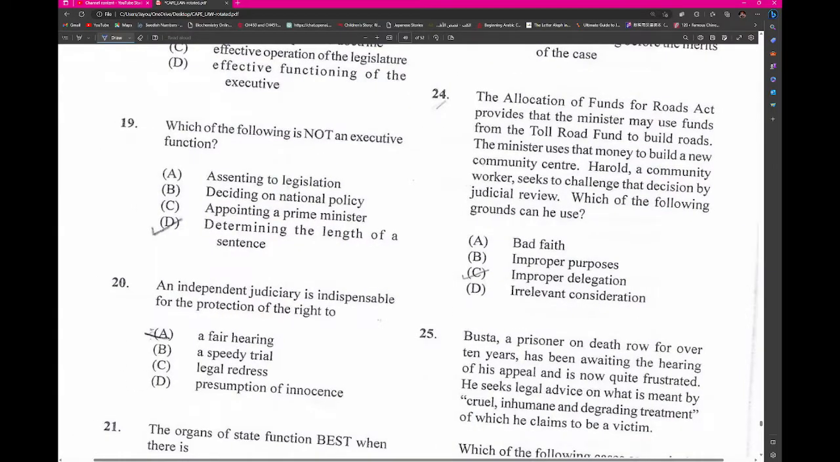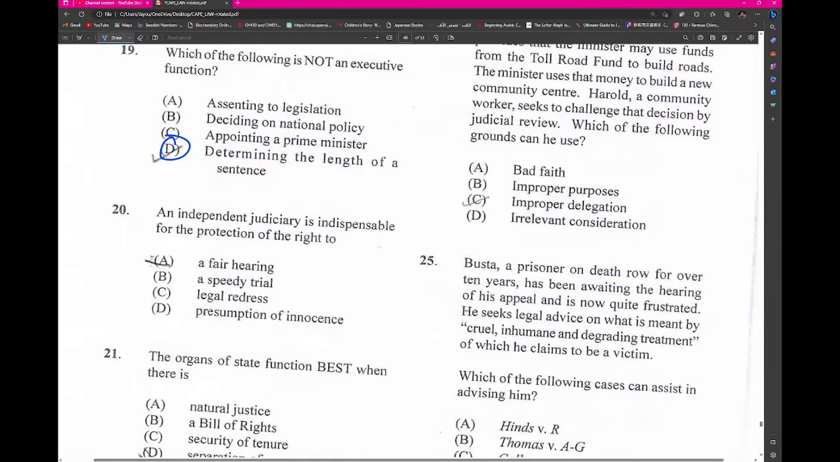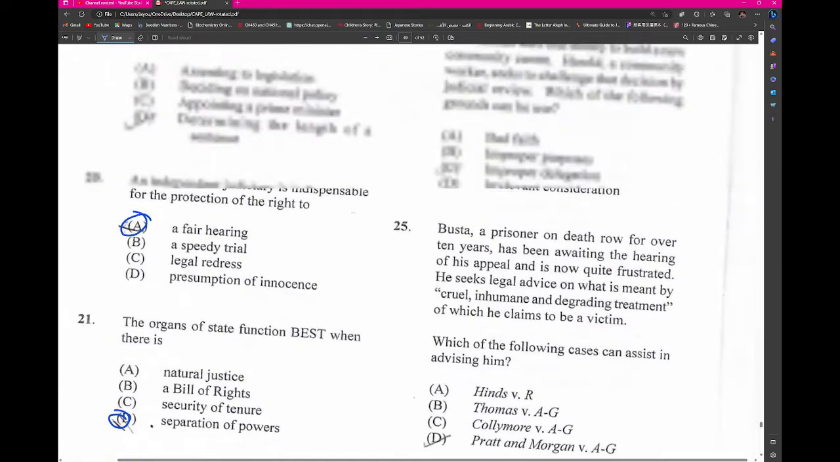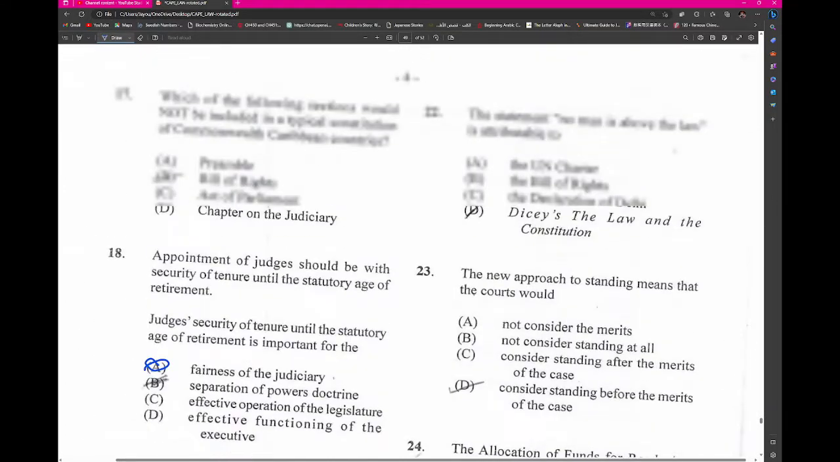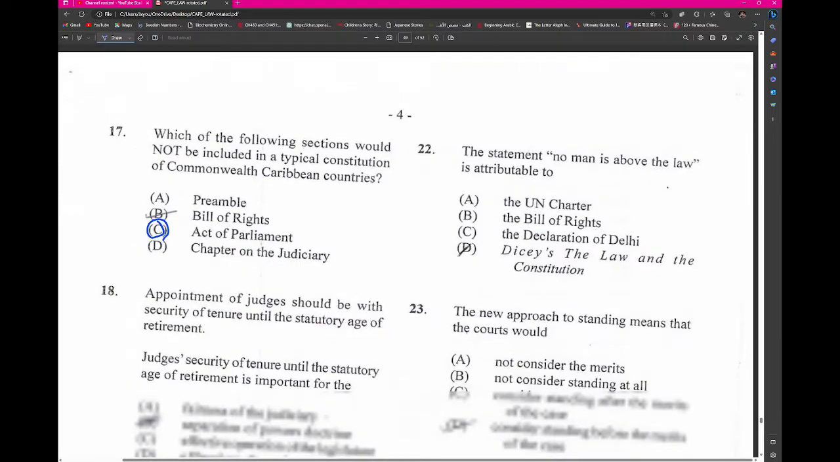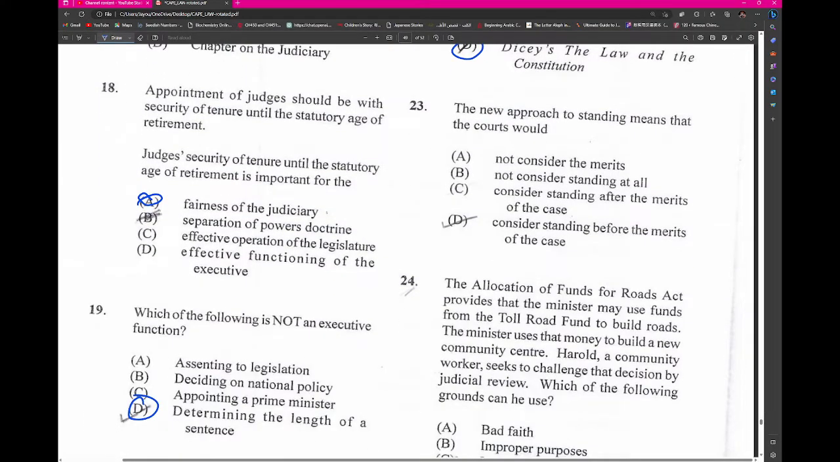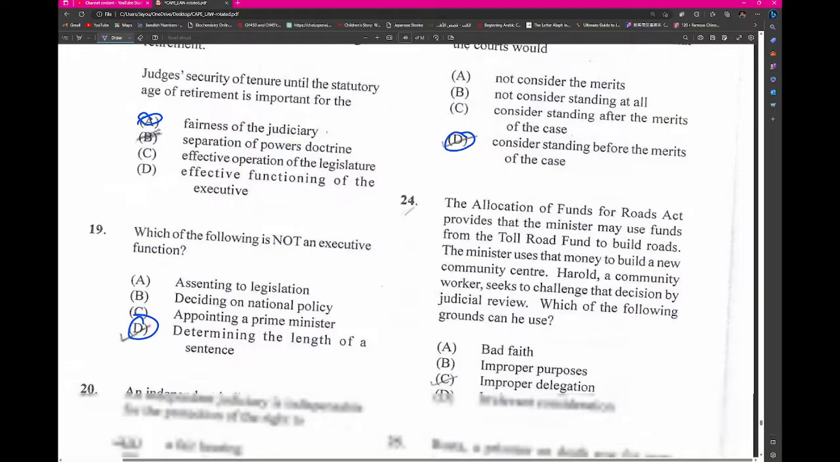Which of the following is not an executive function: determining the length of a sentence, as is judicial? The independent judiciary is important for a fair hearing. The organs of state function best when there is separation of powers. The statement that no man is above the law is attributed to Dicey, the law, and the constitution. The new approach to standing means that the court would consider standing before the merits of the case.